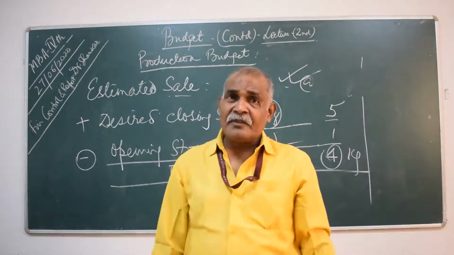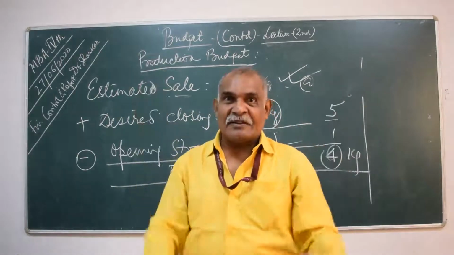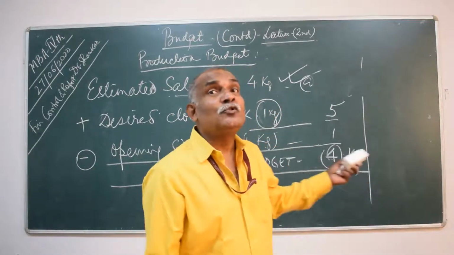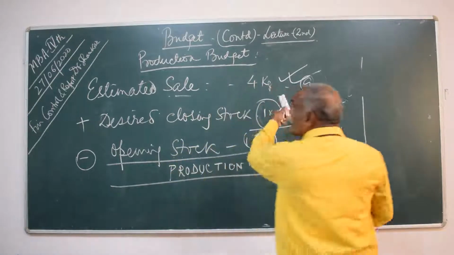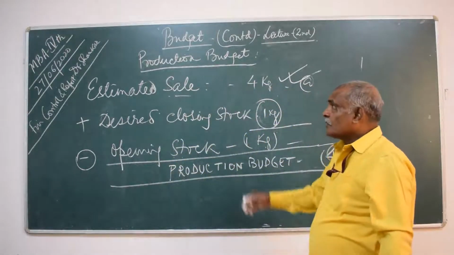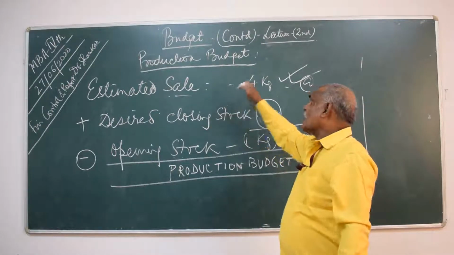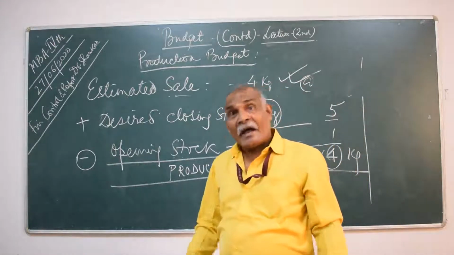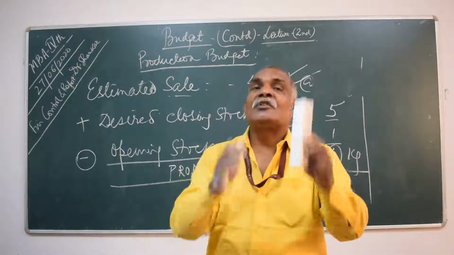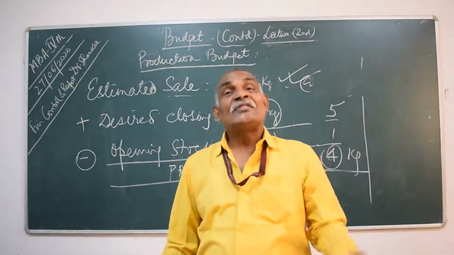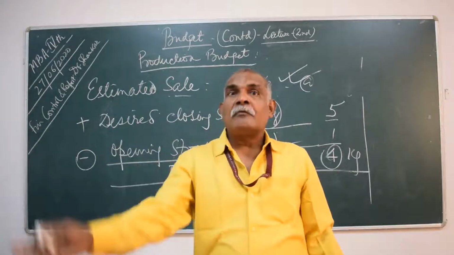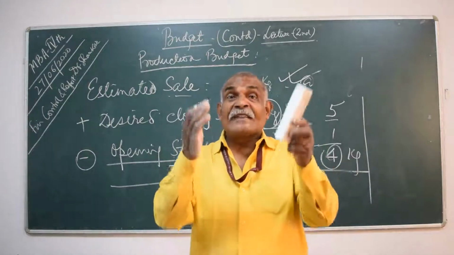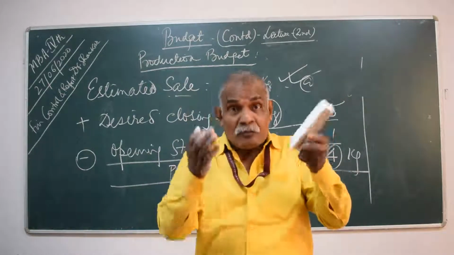But in trading, suppose I do the trading of rice only, just buy and sell, then how much do I want to produce? So here also there is a sale of 4 kg, desired closing stock of 1 kg. I'm considering the raw materials, only the rice. How much rice do you want to produce? I'm not talking about the cooked rice. I'm considering the rice only. What's the price? How much amount of rice, and what's the cost of that rice?